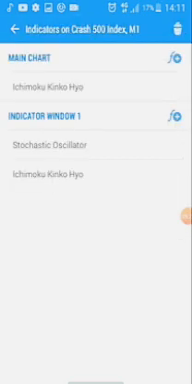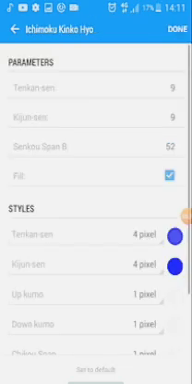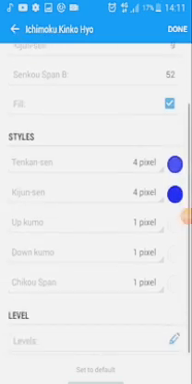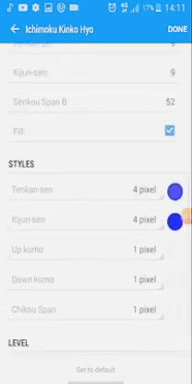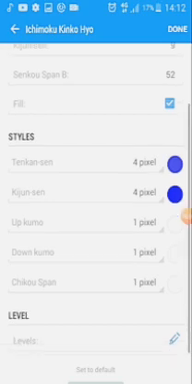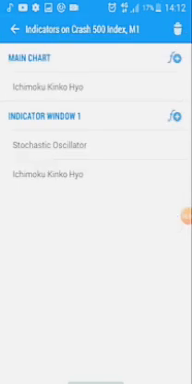Then you click done. Then you come back, and this time around you click on indicator window 1. Under indicator window 1, once it opens, you put the Ichimoku. Again, the way you did on the main chart is the way you're going to do it on indicator window 1. Same parameters, same setups, everything the same. Sorry, this is supposed to be one pixel. Yeah, everything the same. Remember, if you have a white background, just do what I've done. If you have a black background, just change the colors on the up Kumo, down Kumo, and the Chikou span. Then you click done.